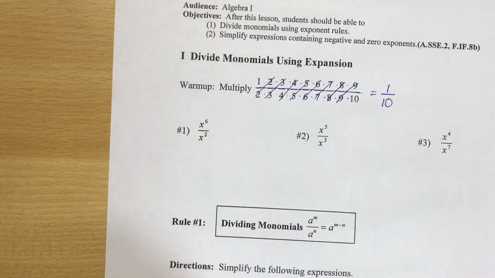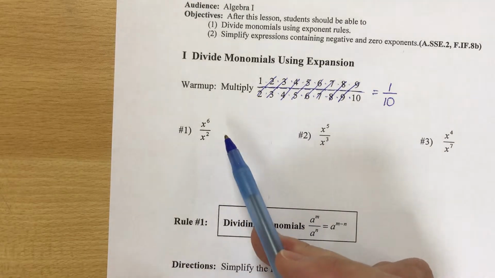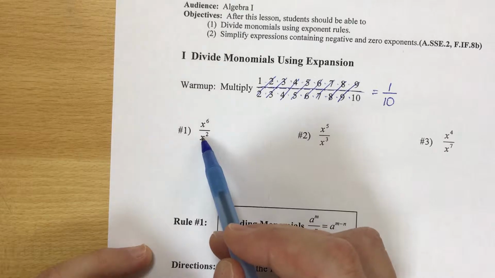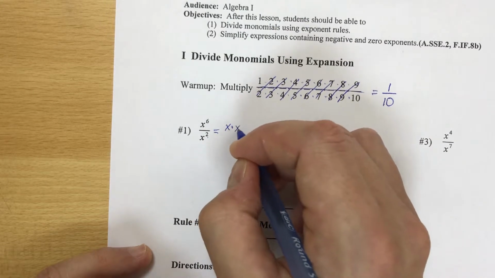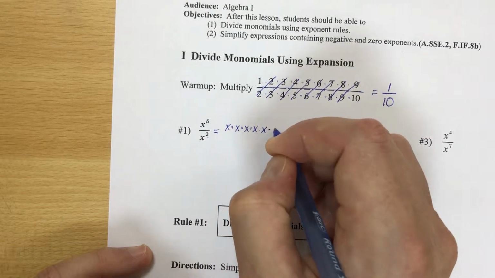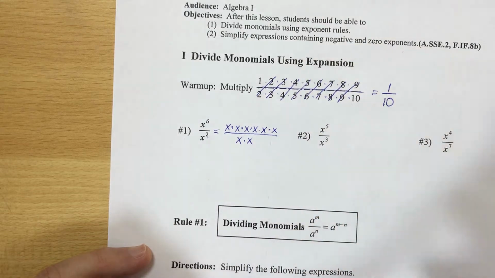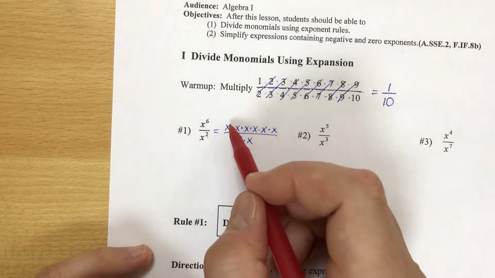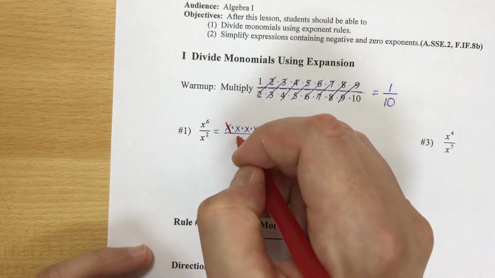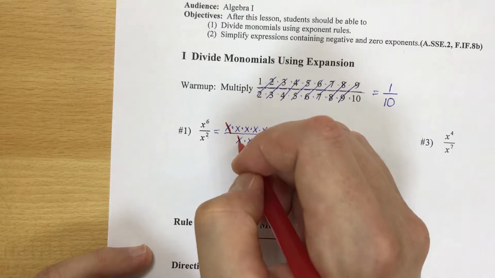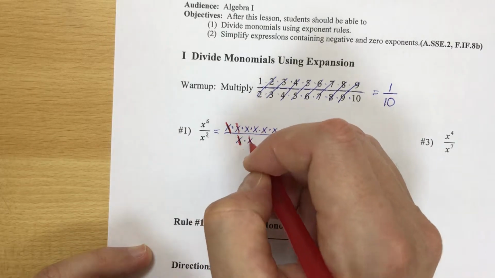Now I show you that because to start this off, to kind of figure out what the rule is, I'm going to use expansion. So number 1, let's say we divide with variables now. X to the 6th divided by x squared. I am going to write out x 6 times. I'm going to expand. X squared is x times x. Now, you can divide out. If you have anything divided by itself, we know that that is 1. X divided by x, we don't know the value for x, but anything divided by itself is 1.